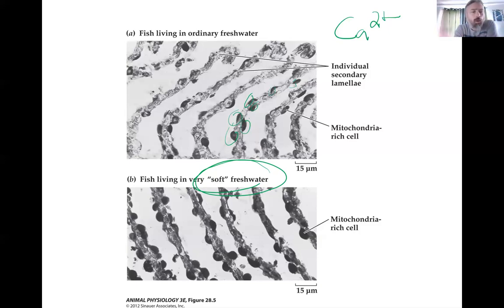So we end up with all of these additional ion exchange proteins all over these gills. And what that means is that this fish basically can't breathe because all of the gill space is given over to trying to reclaim calcium and not for gas exchange. So that can kind of suck.